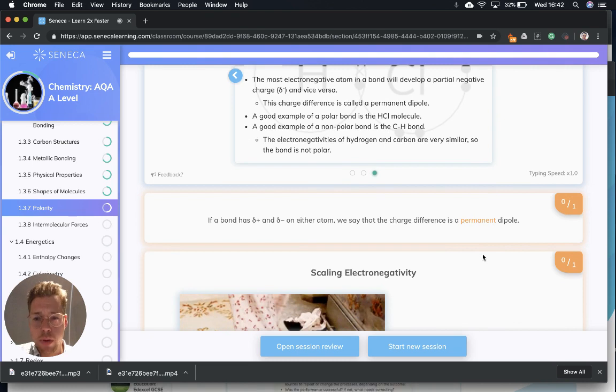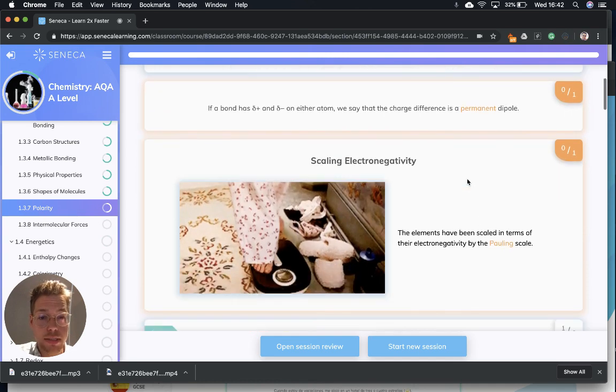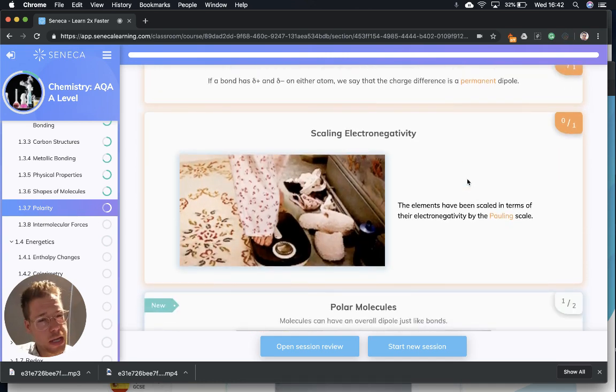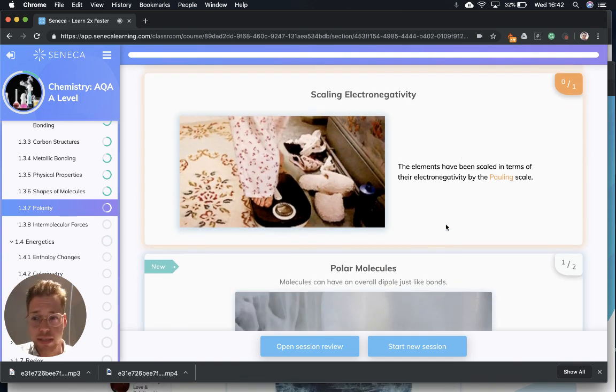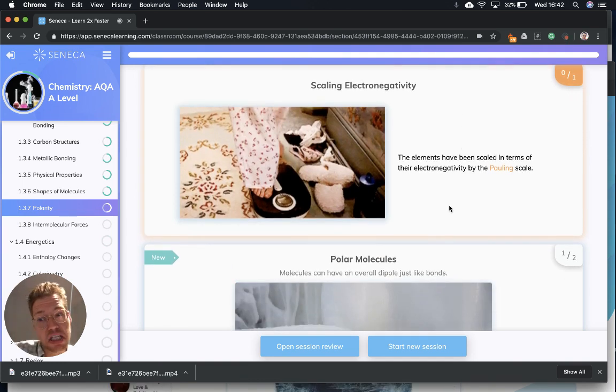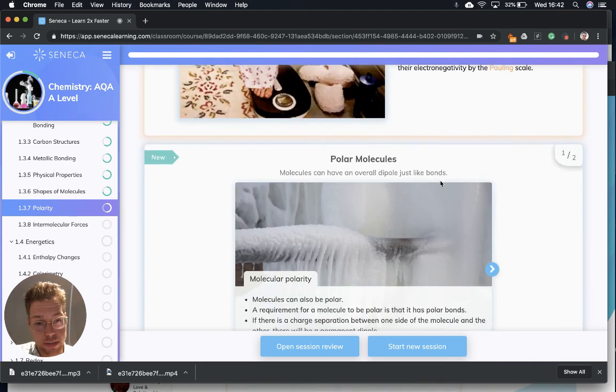So do we remember, if a bond has a delta positive and a delta negative on either atom, what do we have? We have a permanent dipole. And what was the name of that cute little scale to measure electronegativity? It's the Pauling scale. Some people might say Pauling. I say Pauling. Pauling scale. So it's like Paul with an ing on the end.